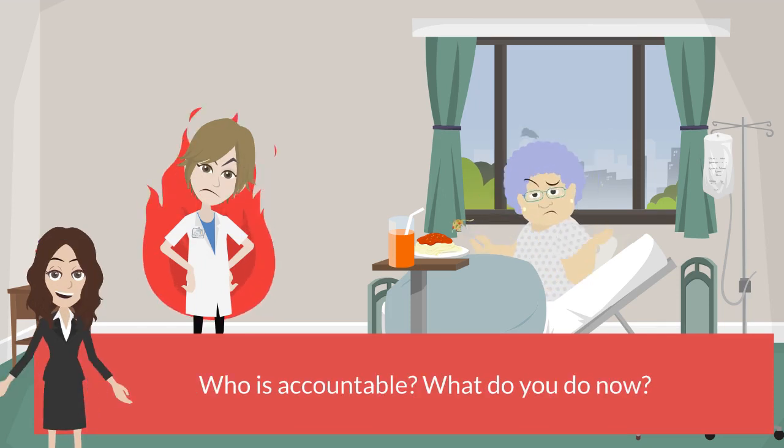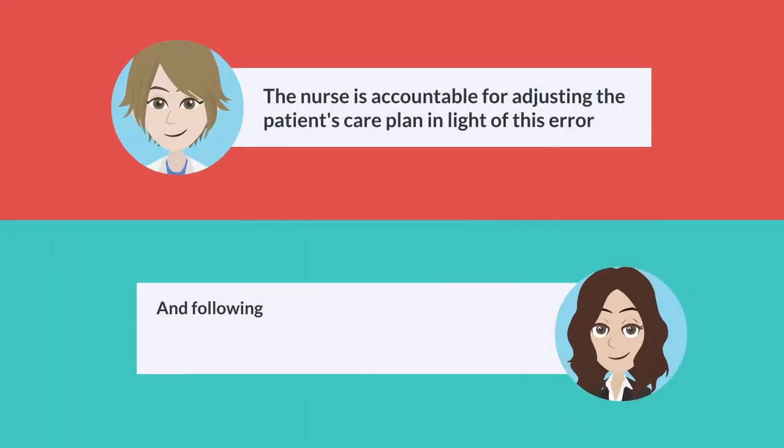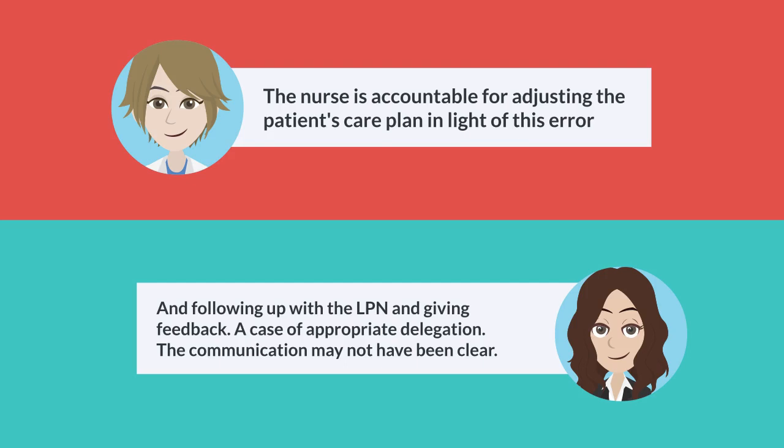What do you do now? The nurse is accountable for adjusting the patient's care plan in light of this error, and following up with the LPN and giving feedback. In case of appropriate delegation, the communication may not have been clear.